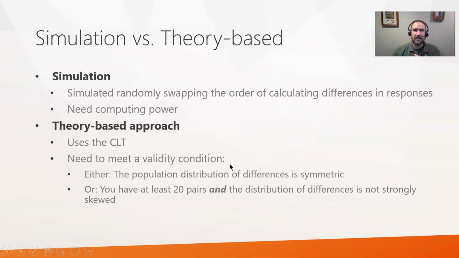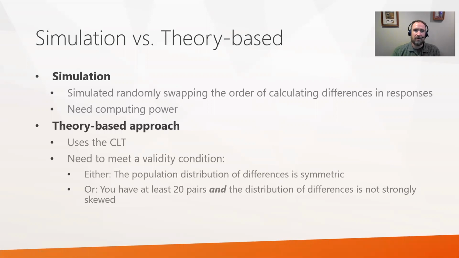We need to meet a validity condition in order to use the theory-based approach. So this is one of the drawbacks of the theory-based approach. We have to meet this condition. If we don't meet it, we shouldn't use this approach. Instead, we should use a simulation. We have an either-or here. Either we can believe the population distribution of differences is symmetric. In other words, it's balanced on either side.